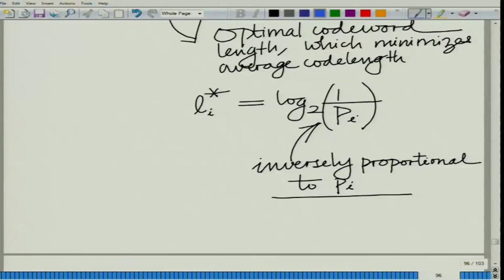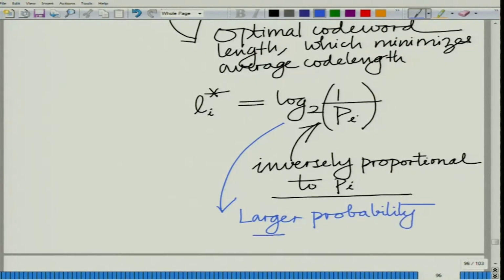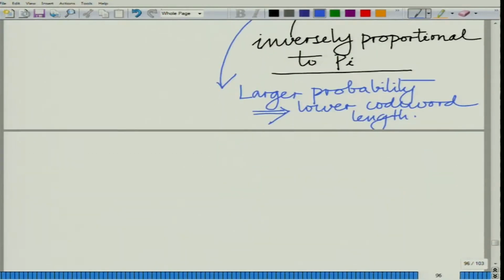Okay. So, this implies that larger probability implies lower code word length. Okay. This is for efficient representation.